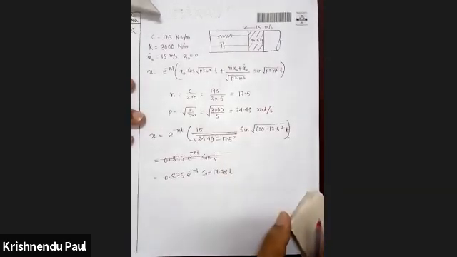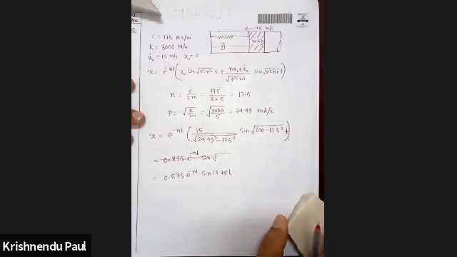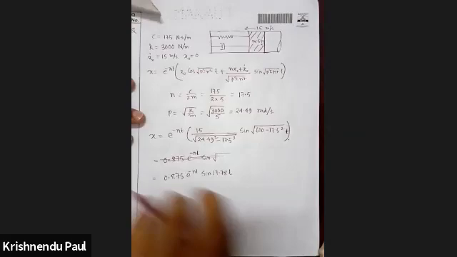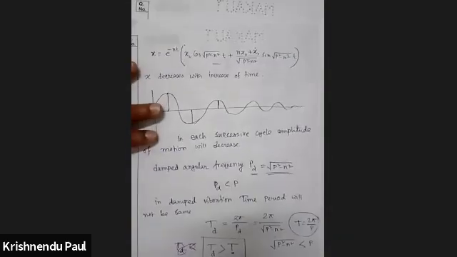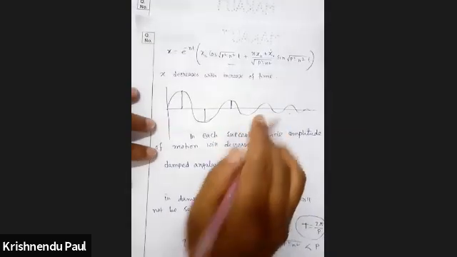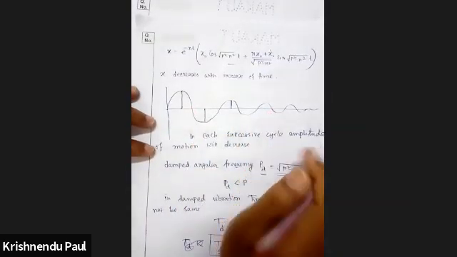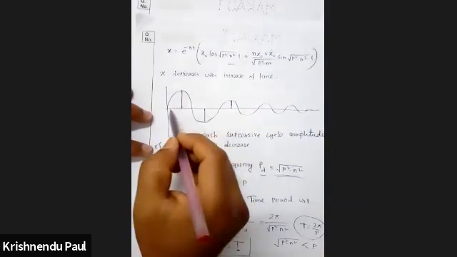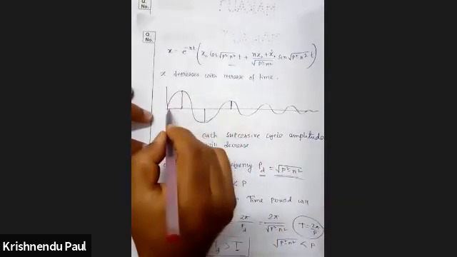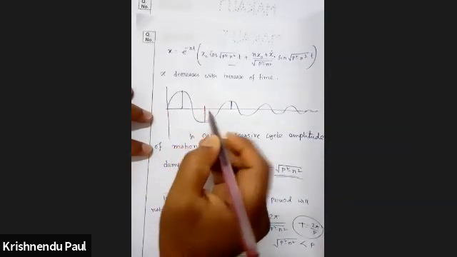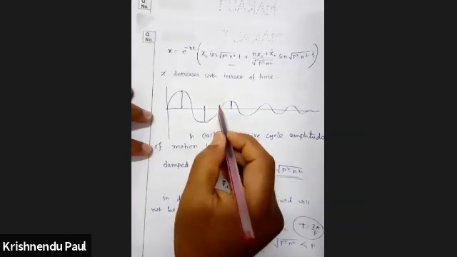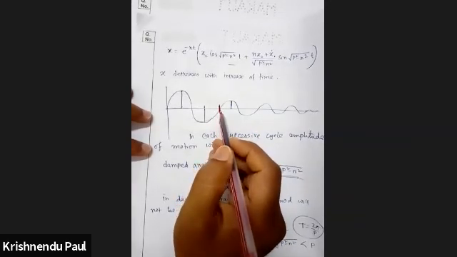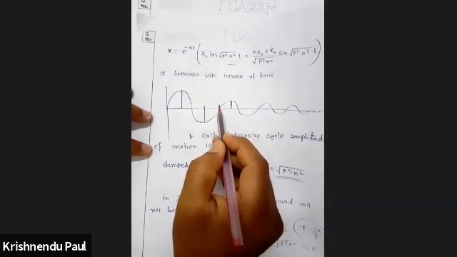Now remember the displacement versus time graph. In this graph, you can see at the time period, what is the cycle? This completes the one cycle, at this level. It is one cycle. So one cycle means 2 pi. Yes, sir. So 2 pi.